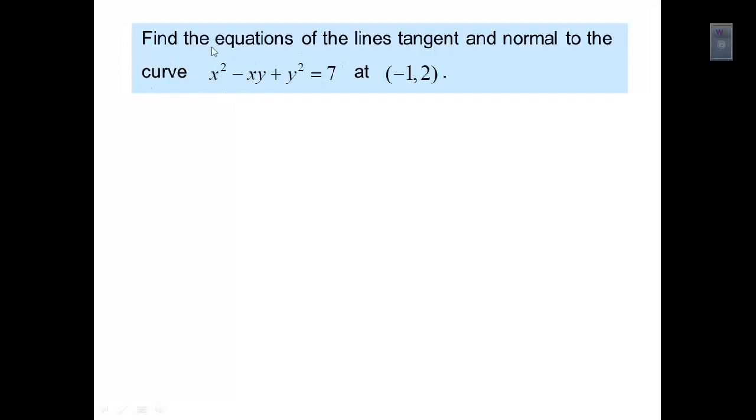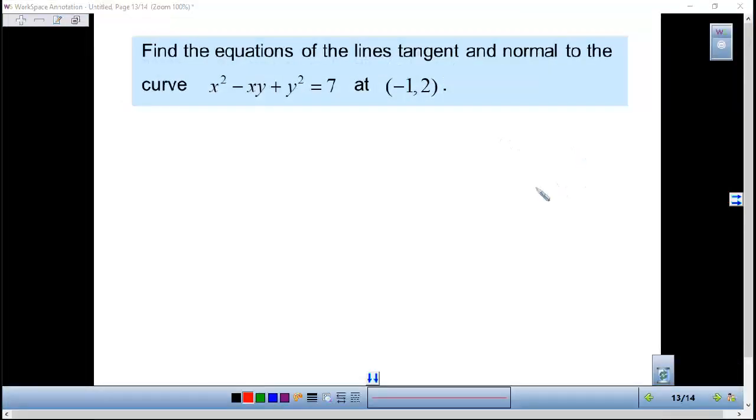All right, so this question says find the equations of the lines tangent and normal to the curve x squared minus xy plus y squared equals 7 at the point (-1, 2). Now, first things first, let's talk about tangent and normal.